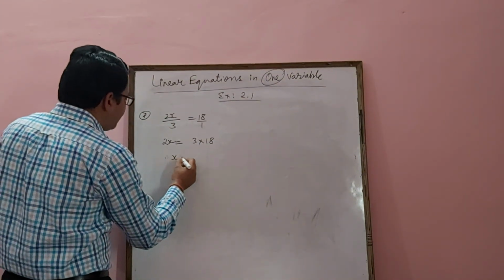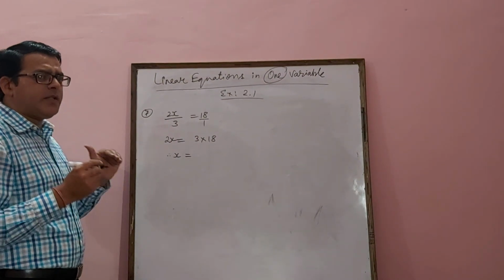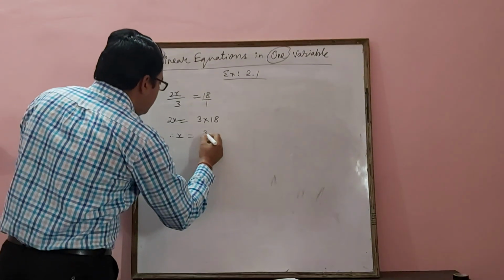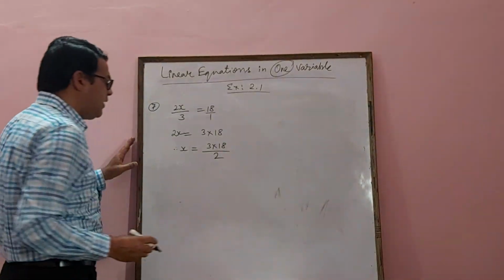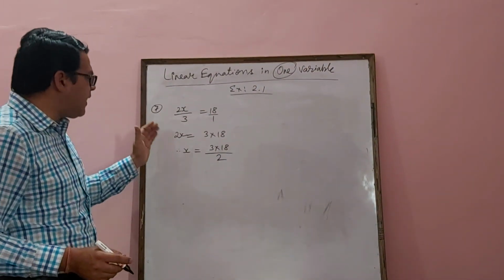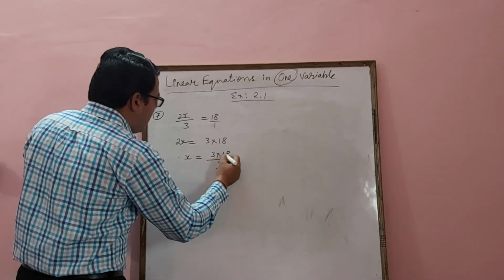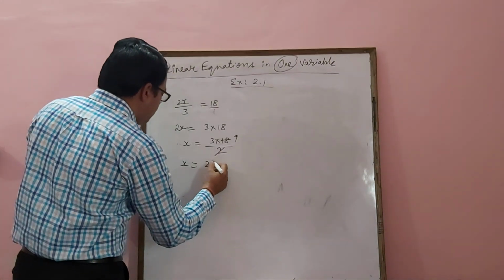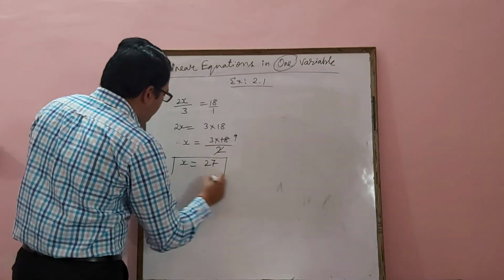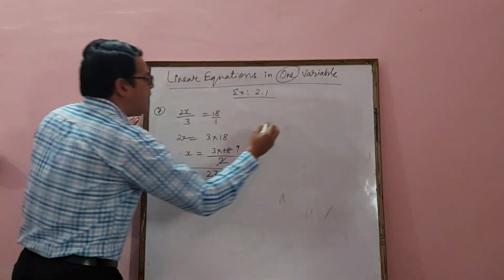Now x equals, since there is a multiplication symbol between this 2 and x, we can write the 2 in division form on the right hand side. Now by 2, 18 is 9 times divisible. Therefore x equals 9 times 3, which is 27. x equals 27 is the solution for this equation. We can check it also.